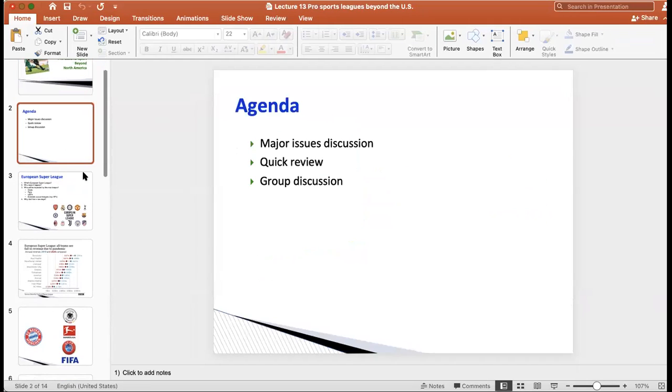Okay, the agenda for this week. First of all, in the past, we normally reviewed things first, but since something major happened this week, we're going to have that discussion first, and then we're going to do a quick review of things you guys learned, and I'll also add some new knowledge. The last part is a group discussion. I put you guys in different groups, but you are able to share and interact with each other.